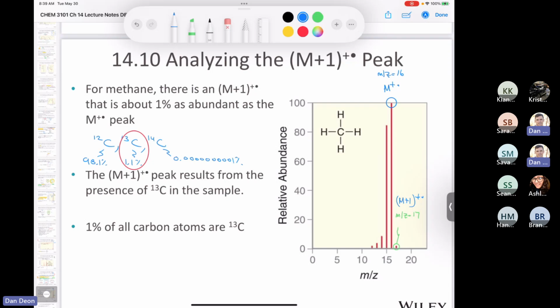But again, if we have an organic molecule with only one carbon, you've got a 1% chance that you have a carbon-13, and so that's going to have a mass that's one heavier than the parent ion. So there you go. That's where it comes from. It comes from the presence of carbon-13.